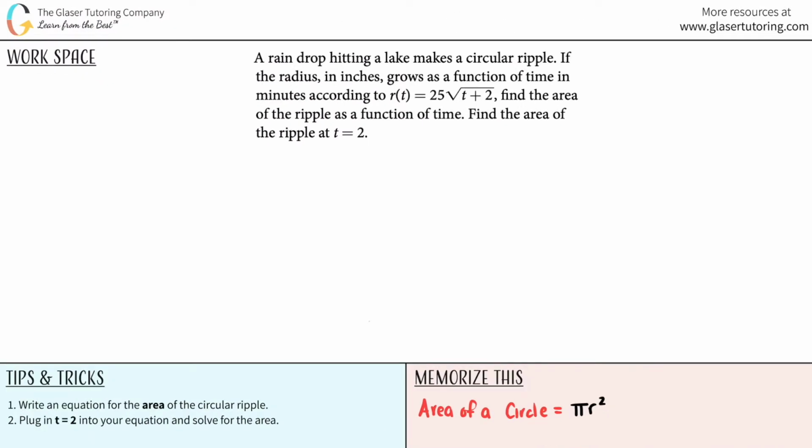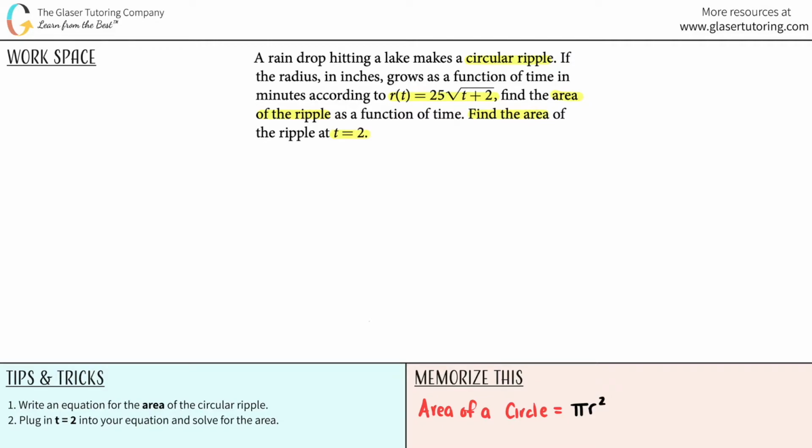A raindrop hitting a lake makes a circular ripple. If the radius, in inches, grows as a function of time in minutes according to r of t equals 25 square root of t plus 2, find the area of the ripple as a function of time, and then find the area of the ripple at t equals 2.